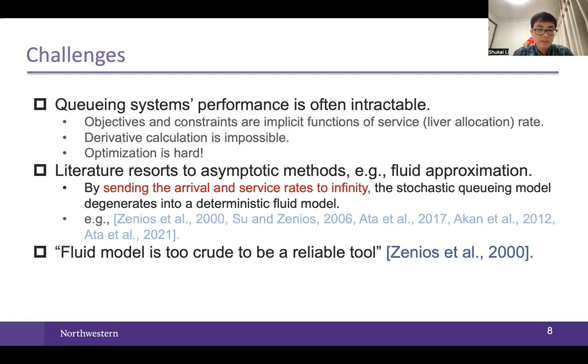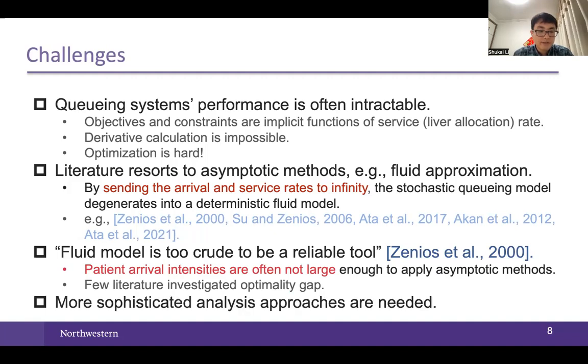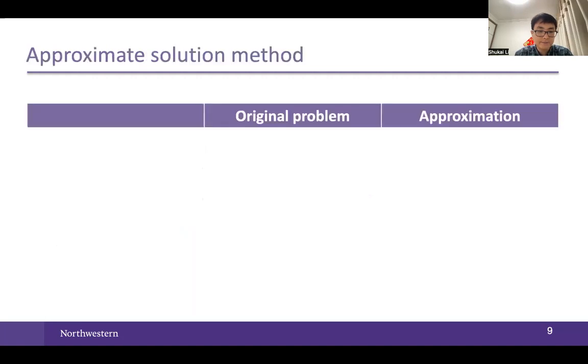However, for transplant queues, asymptotic methods may not be reliable. One major reason is that many transplant queues are small scale, and patient arrival intensities are not large enough. And for equity concerns, these small transplant centers cannot be excluded from our analysis. Furthermore, very limited literature analyzes the error introduced by asymptotic analysis in a transplant setting, and their reliability is not well understood. Therefore, a more sophisticated analysis approach is needed.